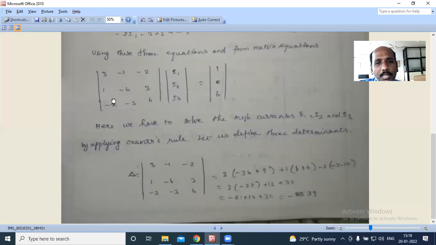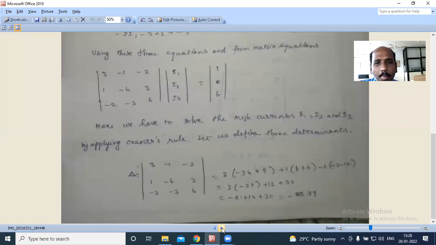How to find del 1 in the given matrix? In the given matrix, you replace the first column, 3, 1 and minus 2. Just replace this first column by the value of voltages, this value 106. Just replace 3, 1, minus 2 by 106. Then you will get one matrix. Find the determinant of that one. That will give the delta 1.